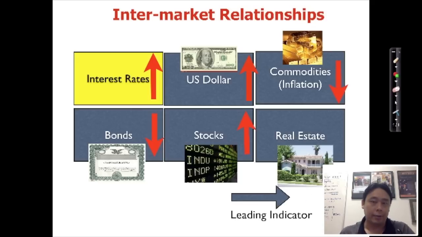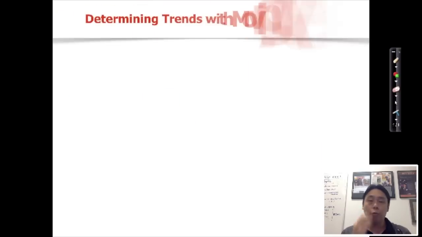Next thing will be real estate. The stock market tends to be a leading indicator of the economy and the leading indicator of real estate prices. And so real estate tends to go up as the market goes up and recovers. So that's the first thing to understand. The second thing to understand would be how to read trends.